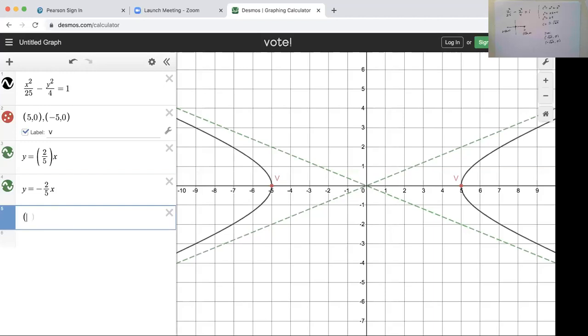Let's see where root 29 is. Square root of 29, comma 0. Notice the hyperbola envelops it, surrounds it. Negative square root of 29, comma 0. And those are our two foci. And remember that the hyperbola is a set of points whose difference of distances from the two foci is constant.